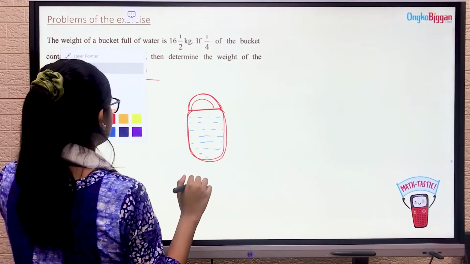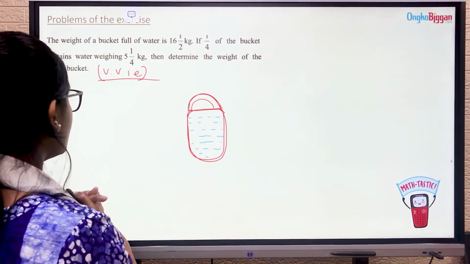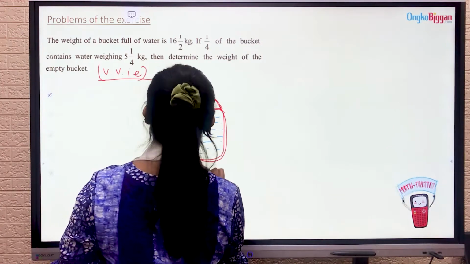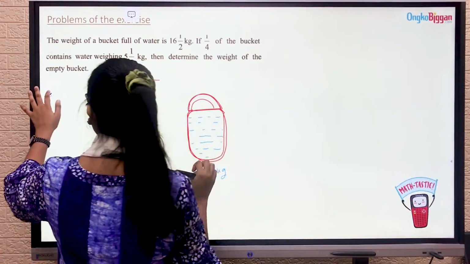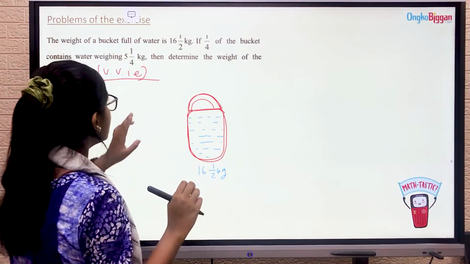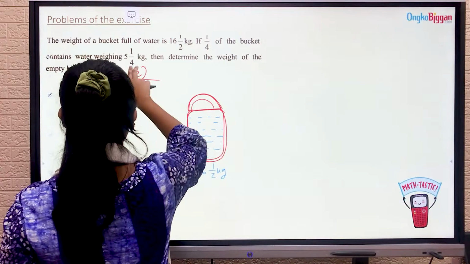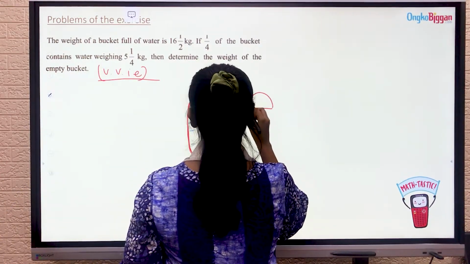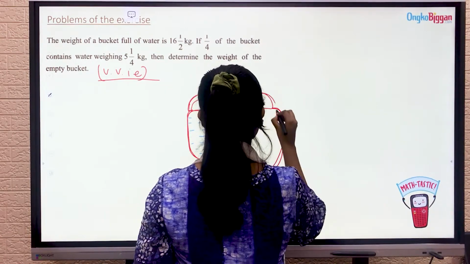So it says two conditions are given. One is the weight of a bucket full of water. When it's full, it weighs 16 1/2 kg. Another condition is that if 1/4 of the bucket contains water, it weighs 5 1/4 kg. That means we are given another case. It's the same bucket.